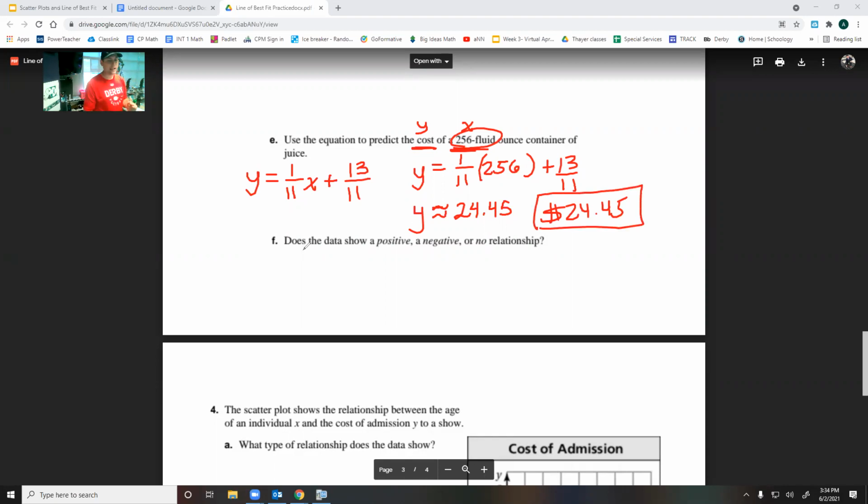Part D, does this data show positive, negative, or no relationship? Well, does this go up, down, or was it scattered? I believe this graph increased from left to right, which is positive.